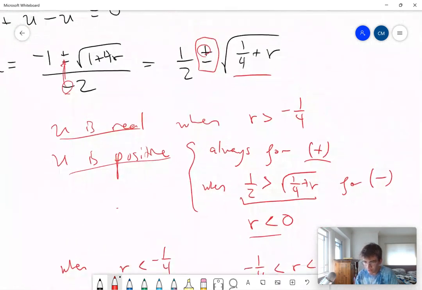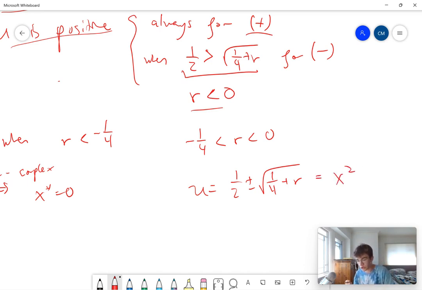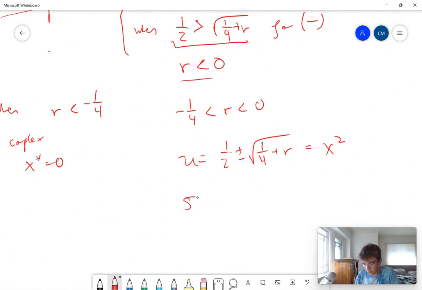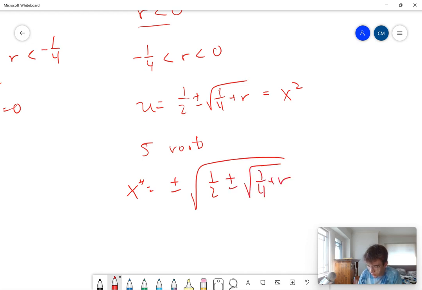And so we're actually going to have two values of u. So u is equal to 1/2 plus or minus the square root of 1/4 plus r. And remember, this is x squared. So this is going to end up being 4 non-trivial roots. And so we actually get 5 roots, including the trivial root at the origin. So we get x star is equal to plus or minus the square root of 1/2 plus or minus the square root of 1/4 plus r.